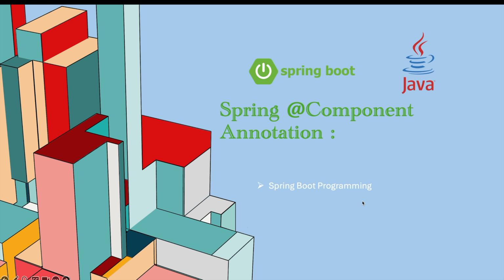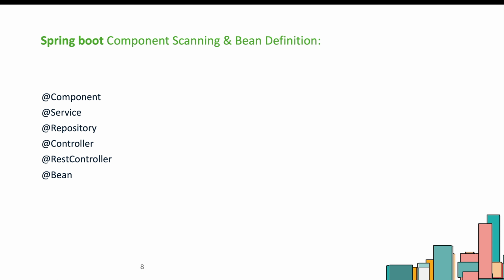Today we are going to learn about the @Component annotation from Spring Boot. This annotation comes under the component scanning and bean definition category. We have a few categories for the components. This is one of the categories. In this category, we have a few other annotations like @Service, @Repository, @Controller, @RestController, and @Bean. Today we are going to learn about the @Component annotation.